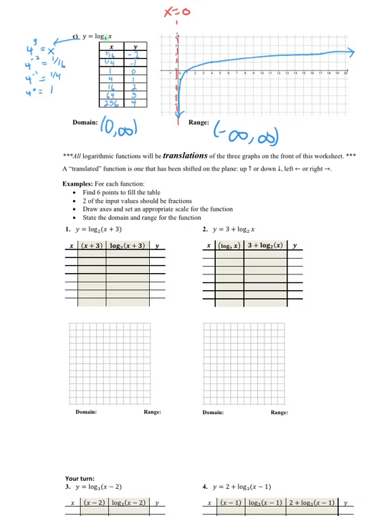So now when we talk about translations, what happens when we move the graph left or right? What happens when we move the graph up or down? How does that impact the function overall? So that's kind of where we're moving towards next.